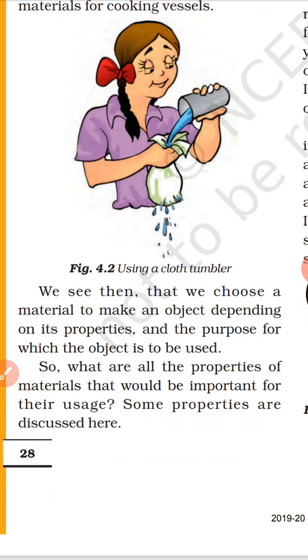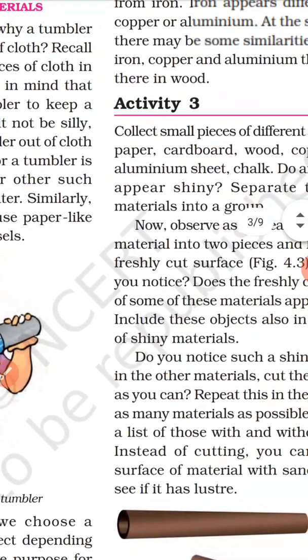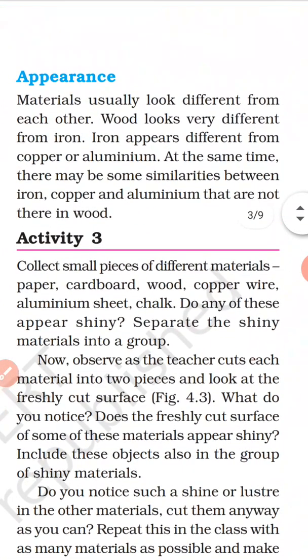So there are some other properties also that we have discussed over here. Appearance. Materials usually look different from each other. Wood looks very different from iron. Iron appears different from copper or aluminum. At the same time, there may be some similarities between iron, copper, and aluminum that are not there in wood.